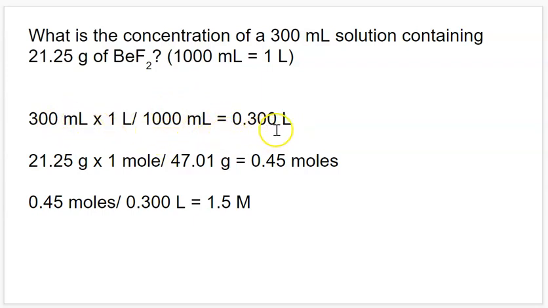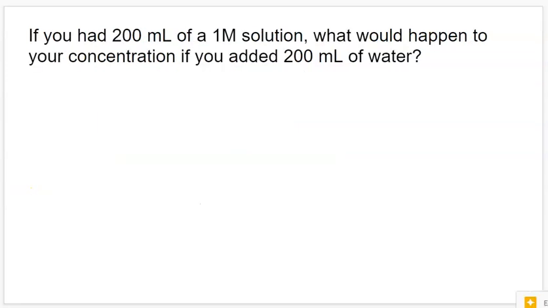up with 0.300 liters. And then I need to figure out the moles of the solute, which we get from the 21.25 grams of beryllium fluoride. So we're going to take the grams and we're going to divide it by the molar mass, which in this case was 47.01. And that gives us 0.45 moles of the beryllium fluoride. And then if I divide the moles of the solute by the liters of the solution, then I finally end up with 1.5 molar. So let's think about something slightly different.